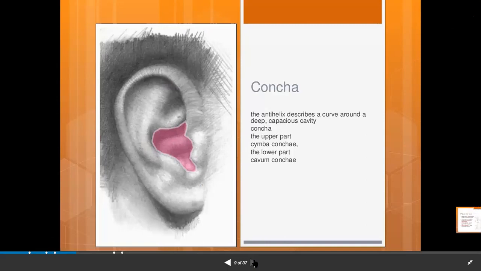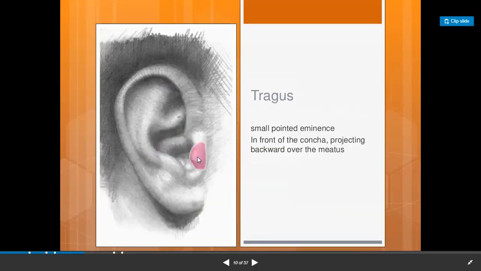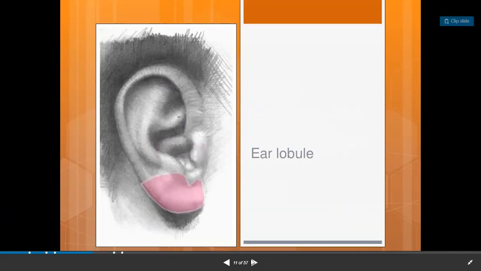Okay, then tragus, small pointed eminence in front of the concha, projecting backwards over the meatus. This is the ear lobule.